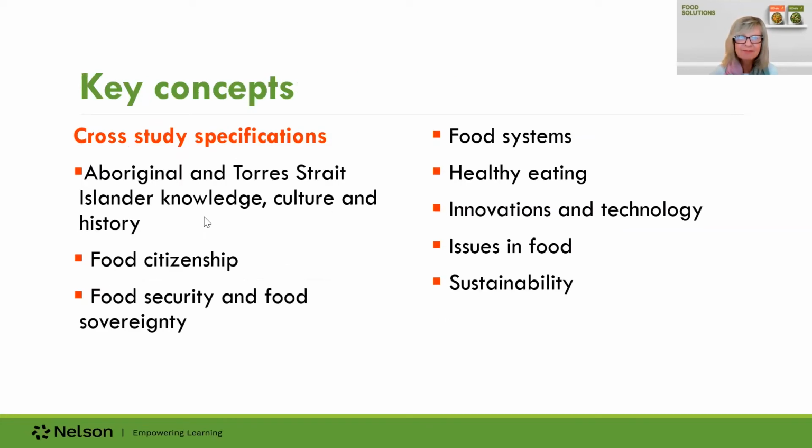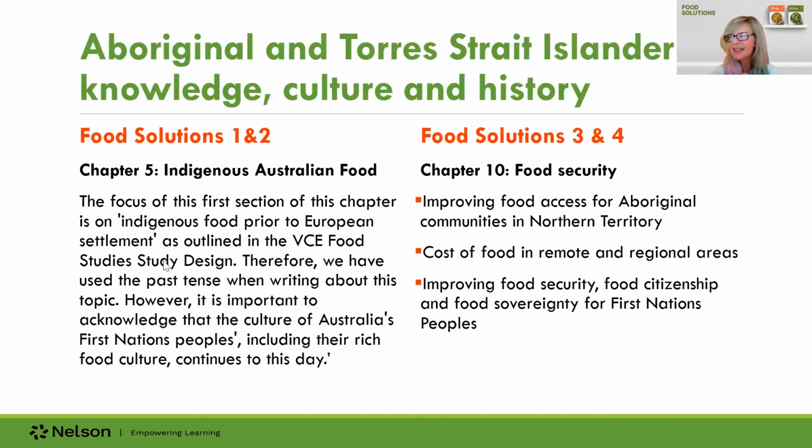Thanks, Susanna. So there are 8, and we've listed them there. The first one is Aboriginal and Torres Strait Islander knowledge, culture and history, food citizenship, food security, food sovereignty, food systems, healthy eating, innovations in technology, issues in food and sustainability. Now, a lot of these are familiar to us, but some of them are new concepts that we've built on in the textbook. So thanks, Susanna. The next one.